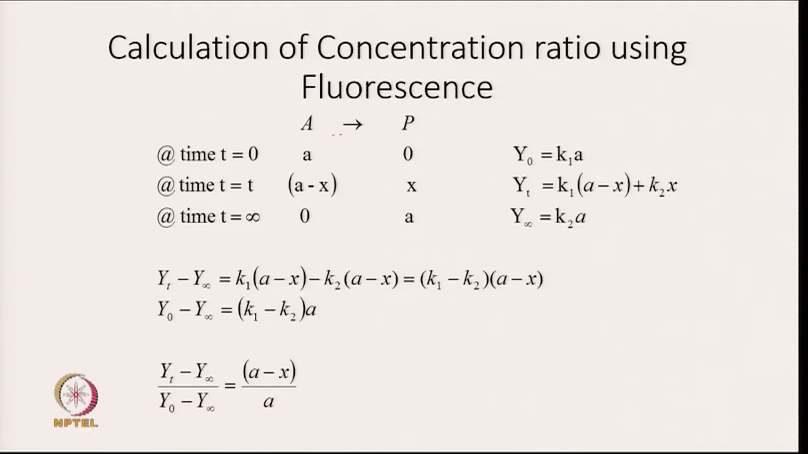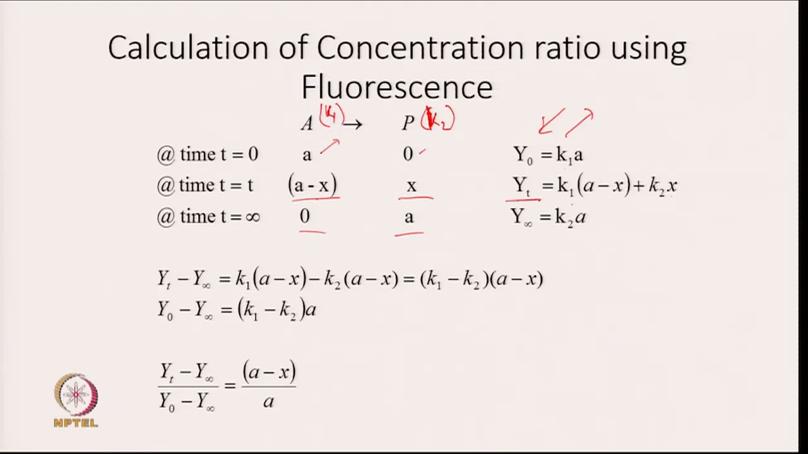For example, take a simple case, A going to P, where A is a reactant and P is a product. At time zero, we started with A moles and P is 0. At time t, it is A minus x, so x will be the product. And at t equal to infinity, A goes to 0 and the product will be A. Now think of the spectroscopic signal. The spectroscopic signal will be given by k1 into A, where k1 is the spectroscopic signal due to 1 mole of A. So y t will be k1 into A minus x plus k2 into x, where k2 is the spectroscopic signal due to 1 mole of P.